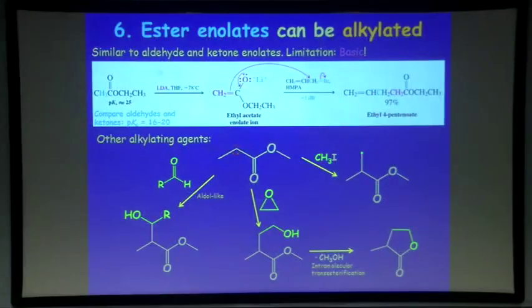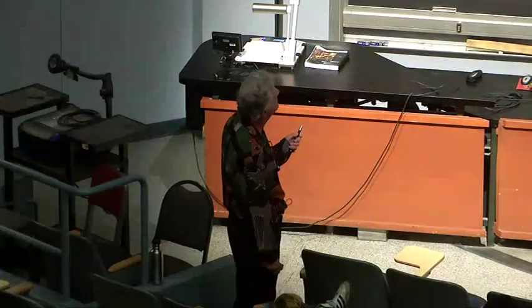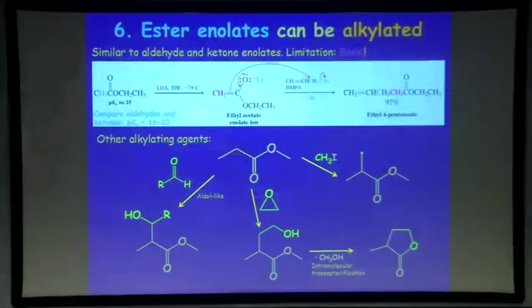But LDA is definitely a strong enough base. Remember, the pKa of the corresponding amine is about 33, so we're still 8 units higher than this. And so LDA will pull off this guy and make the enolate. And that does behave more or less like a normal carbonyl enolate. You need to preform it, however.